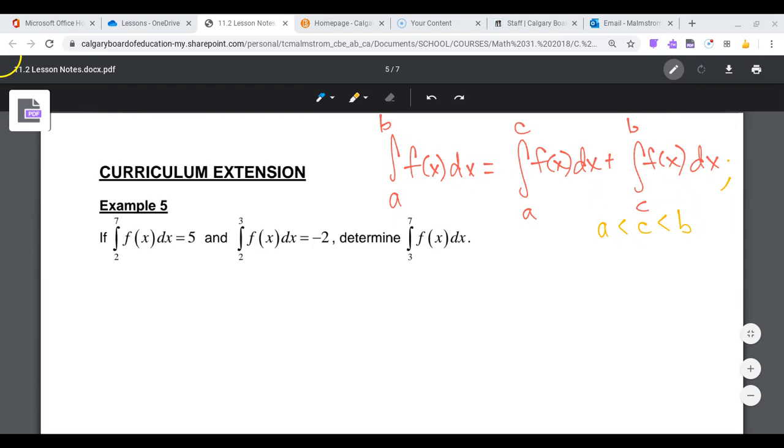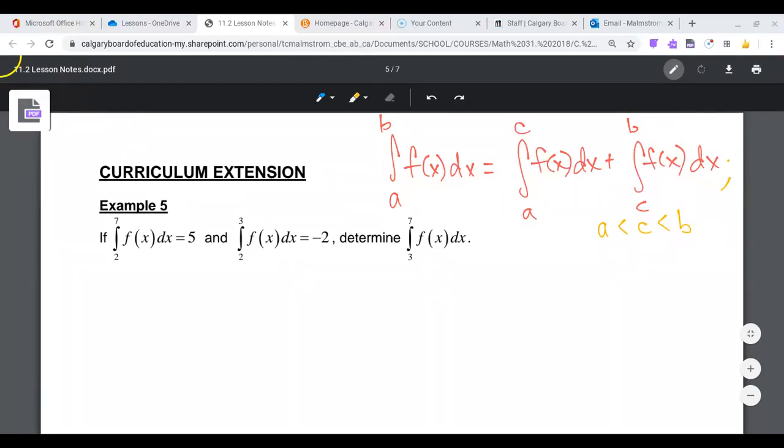So example 5: if I know that the integral from 2 to 7 of a function is equal to 5, and I also know that the function's integral from 2 to 3 is equal to -2, can I figure out the extra little piece from 3 to 7? What would that value be for the same function f?